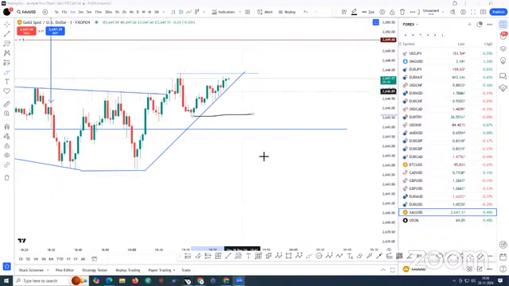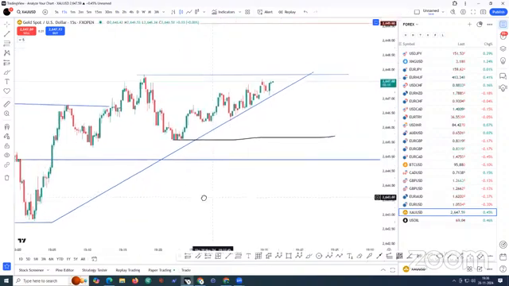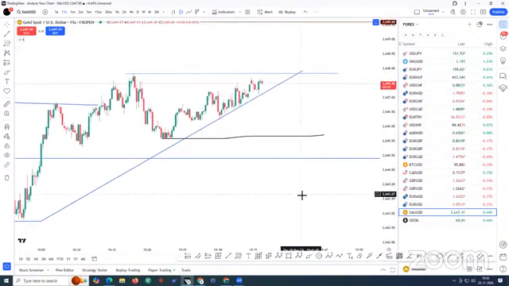Still, if you want to go to lower time frames, you can go to 15 seconds to get some early entries.